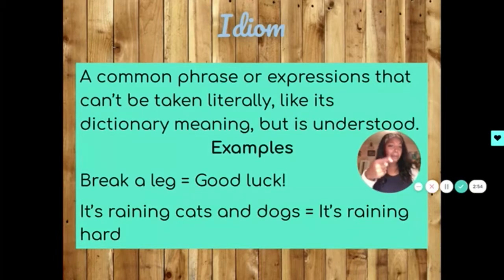So if somebody says, break a leg, they're telling you good luck. If I say it's raining cats and dogs, I mean it's raining really hard. But like I said, culturally, some people don't use these phrases and these cannot be translated. And that's the danger of figurative language sometimes. But we kind of have our common ones that we know about, like break a leg and it's raining cats and dogs.